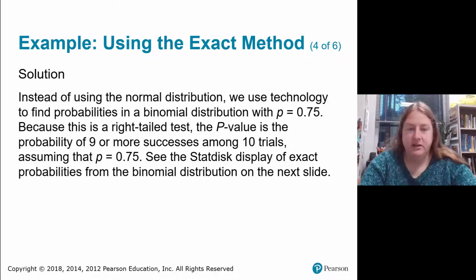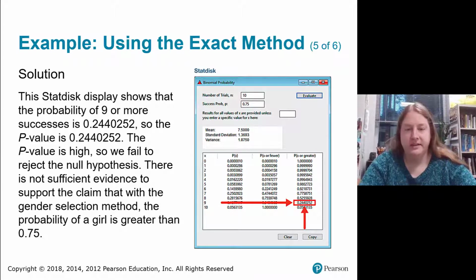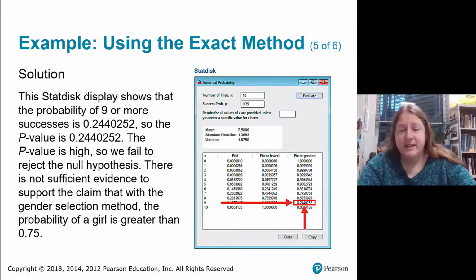All right, so let's take a look at the StatDisk display of what this is. So we're looking for the probability that we're 9 or greater, and there we go. In StatDisk, you put in the number of trials, you put in the probability of success, and it gives you this table to work with. So x is 9, and we want 9 or greater, so we look at that right-hand column, and there it is outlined in red. We have a p-value, a probability of 0.2440252.